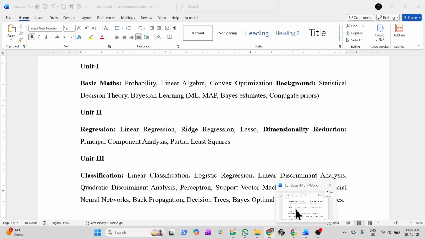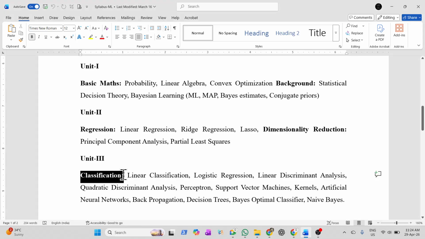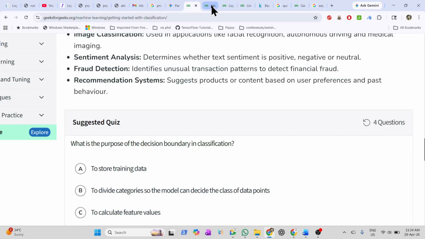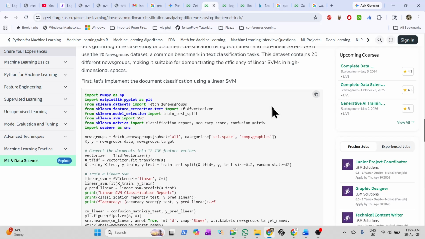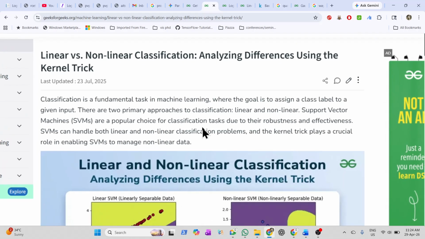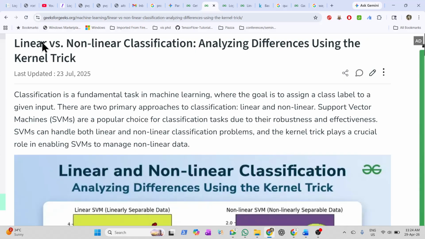Introduction to classification is done. Now we will look at linear classification. Just now we saw what a linear classification is. Still we'll go a little deeper into that by analyzing the differences. Linear versus non-linear classification. As we know, classification is a fundamental task in ML where the goal is to assign a class label to a given input. And it has linear as well as non-linear approaches.